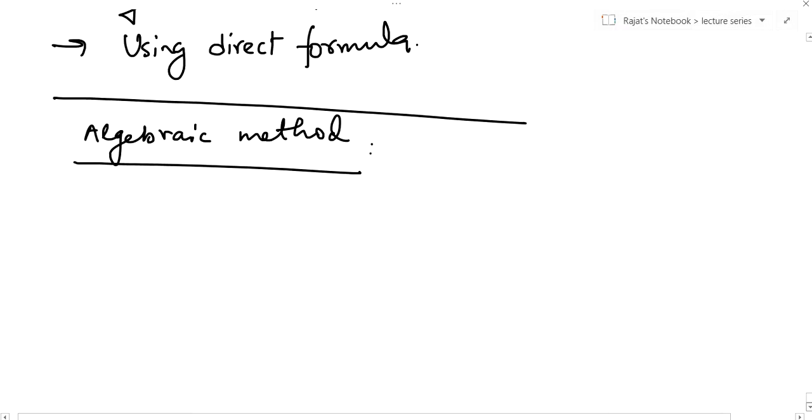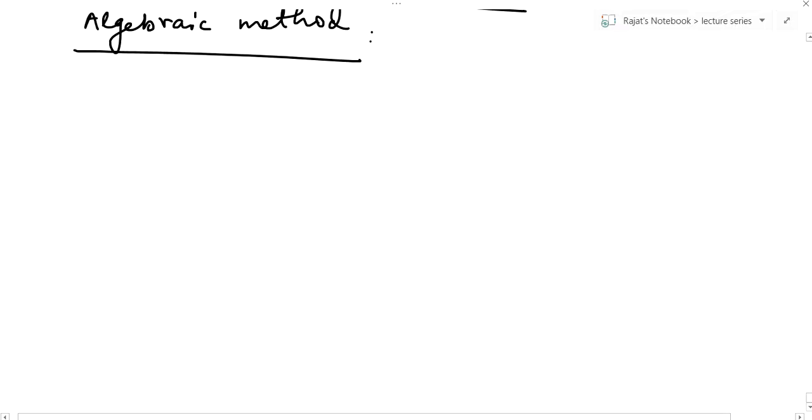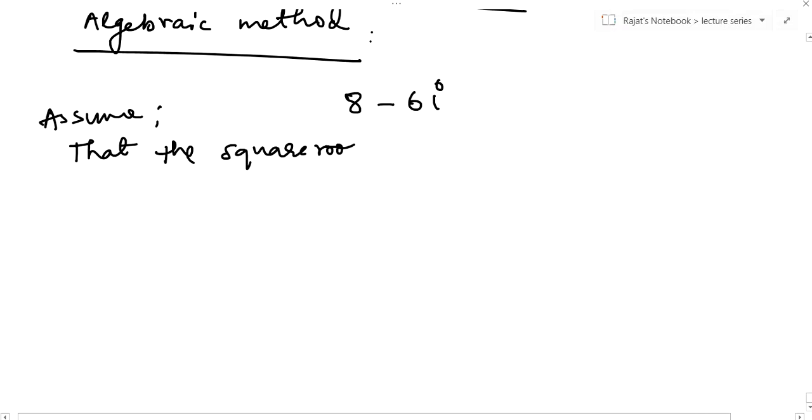So suppose I have a complex number. Let us take an example, 8 minus 6i. I have this complex number and I want to find the square root of it. So what I'll do is assume that the square root is z equal to x plus iy. So I am assuming that the square root of 8 minus 6i is z, which is x plus iy.